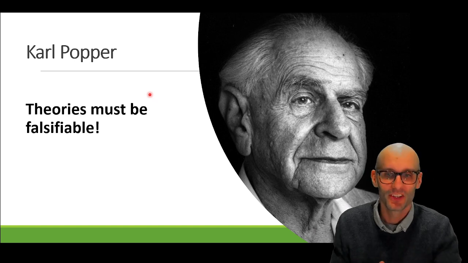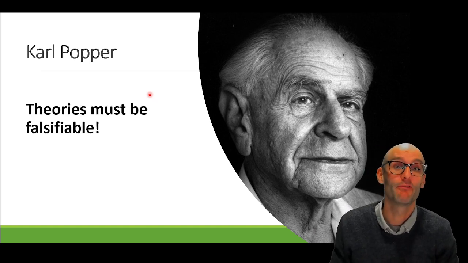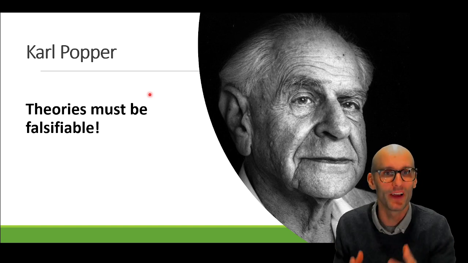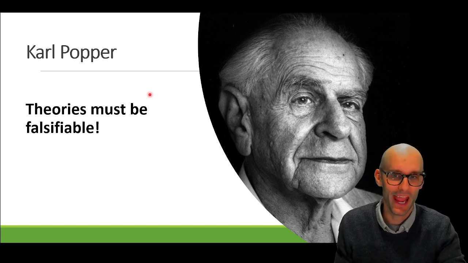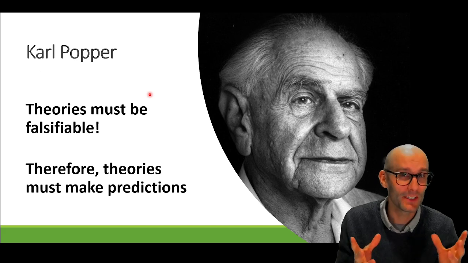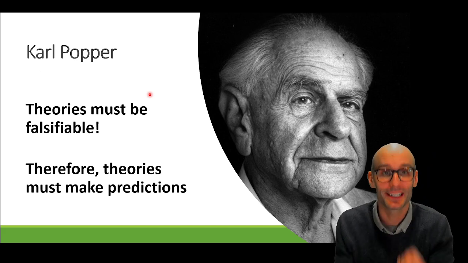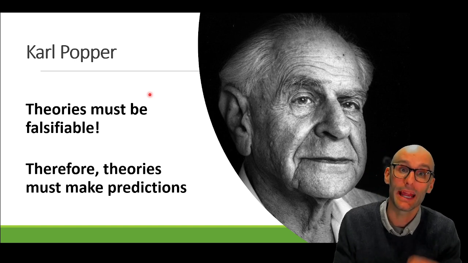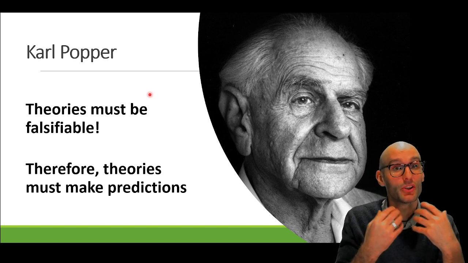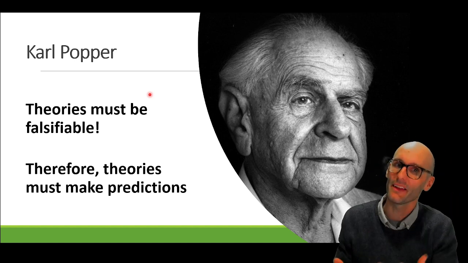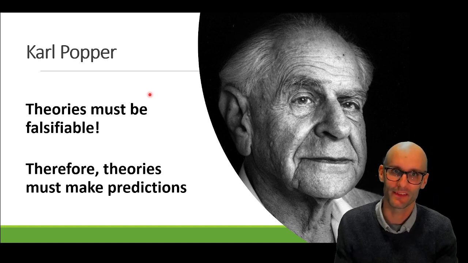Okay, so he said theories must be falsifiable. You must be able to disprove a theory. And how do you disprove a theory? Well, the theory can only be disproven if it makes predictions. So theories need to make predictions, and then we can do a test to see if their prediction comes true, and then we can falsify that theory or not falsify that theory.